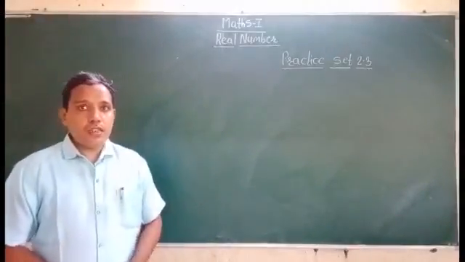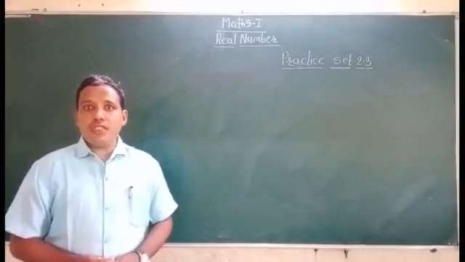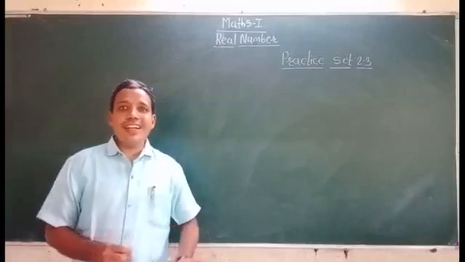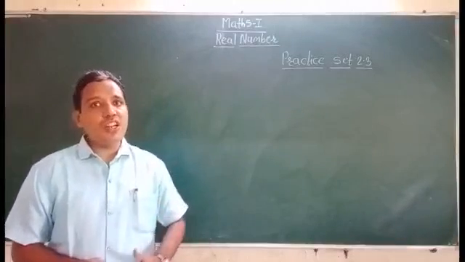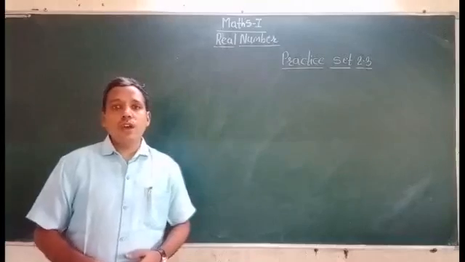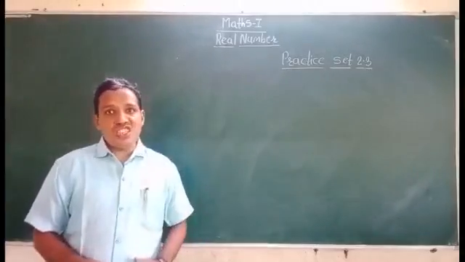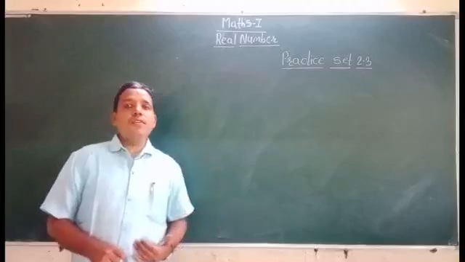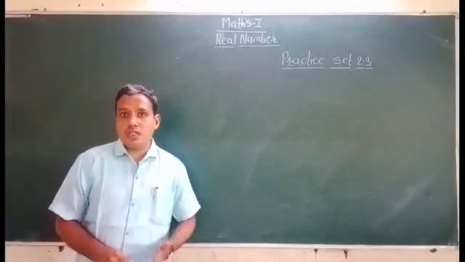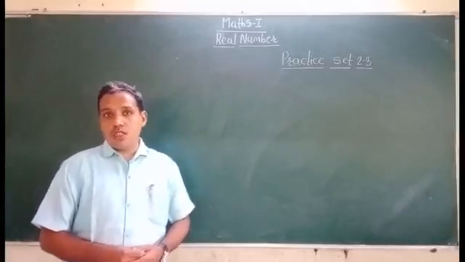We will start the third practice set of the second chapter. In that third practice set, we will discuss some related examples for the concept of surds. We will solve how we can state whether the given example is a surd or not. We will also solve how we can simplify the given surd in its simplest form. How we can compare the given two surds.